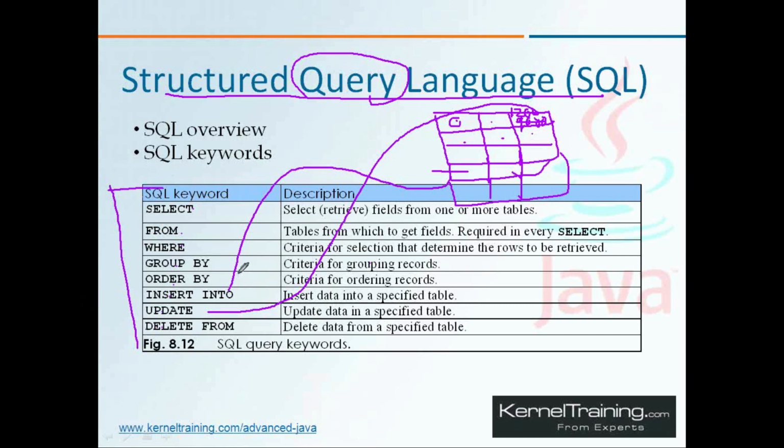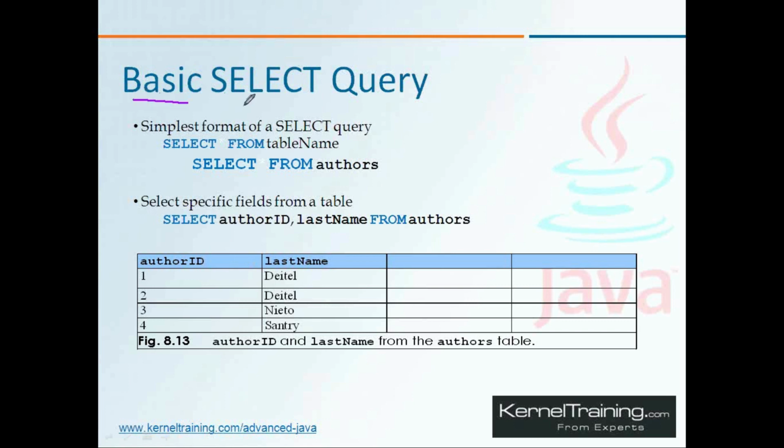Some basic SQL select queries we are seeing now, in some of the simplest formats. Just imagine that this is a table. The name of the table is authors, and we have these columns: author ID, last name, and some other columns are also there. Select is my command: select author ID, last name from authors. Authors is the name of the table.